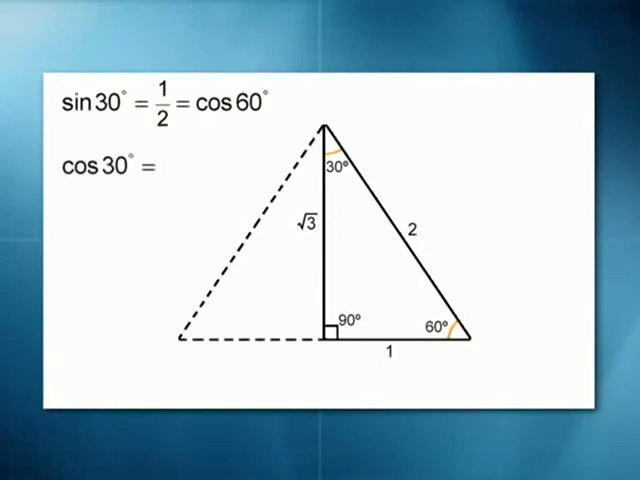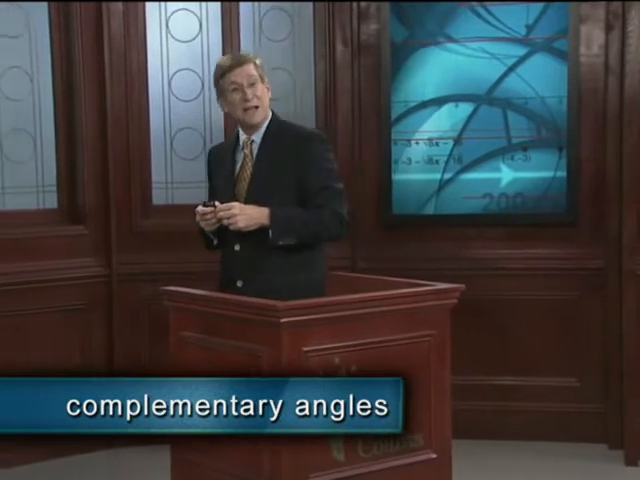What's the cosine of 30? Well, let's find out. 30 is up at the top. Cosine is adjacent over hypotenuse, so it's square root of 3 over 2. What's the sine of 60? Same thing. Opposite over hypotenuse, square root of 3 over 2. Curious, isn't it? Cosine 30 is equal to sine of 60. Do you see a pattern here? What relationship do 30 and 60 have with each other? Yes, they're complementary angles, aren't they?